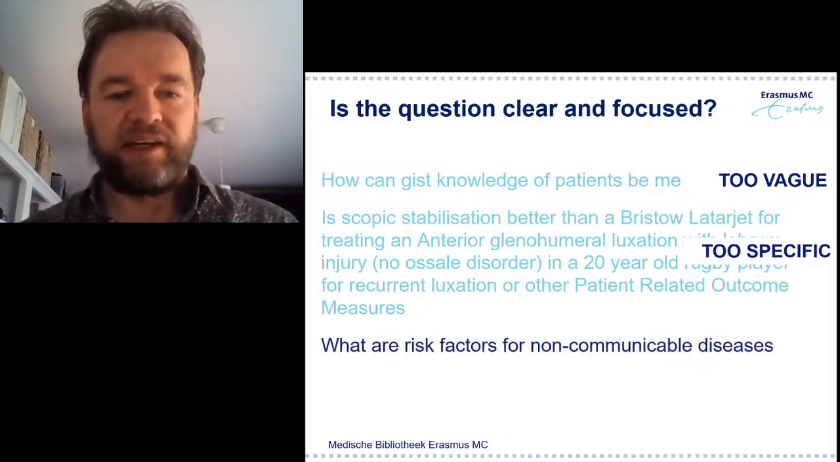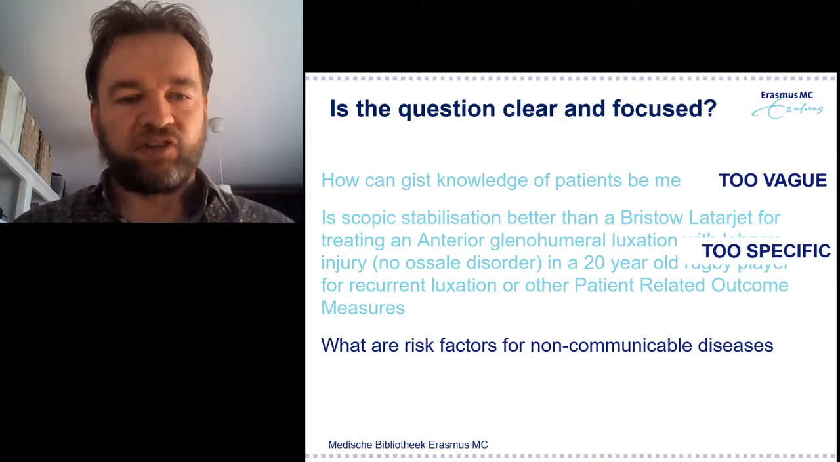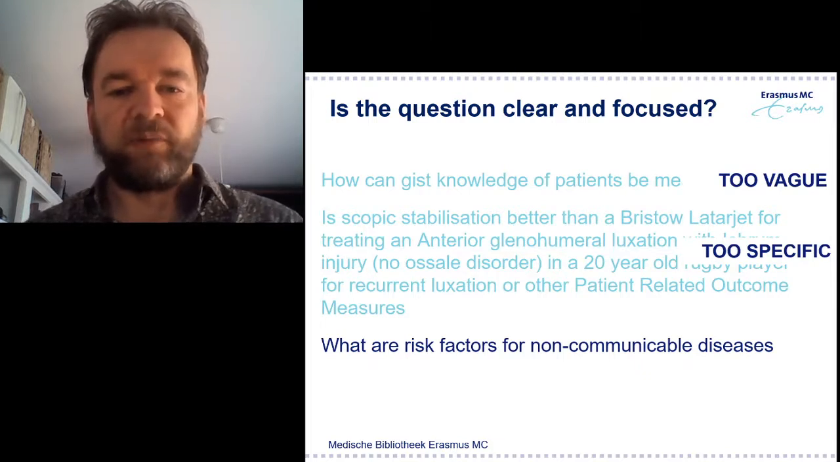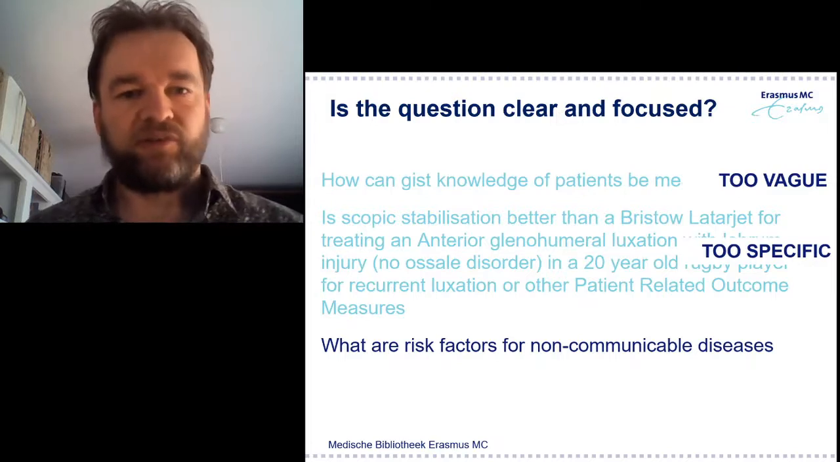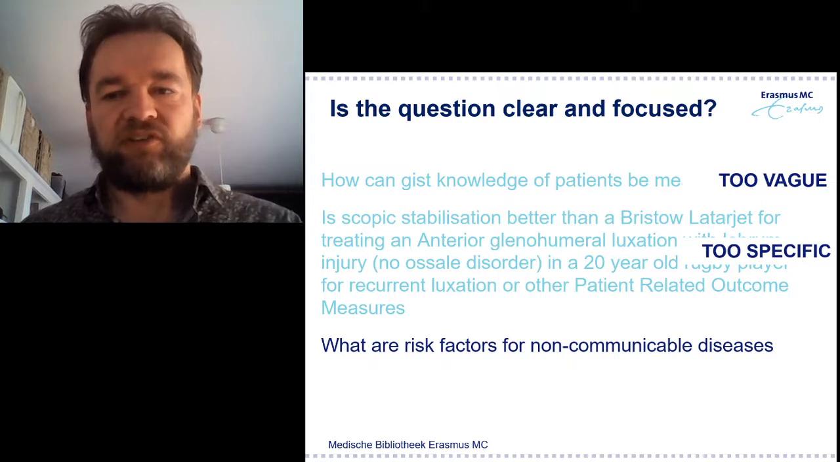The third example that I give is this research question: what are risk factors for non-communicable diseases? There are so many non-communicable diseases that it is very difficult to answer all these questions. This research question is too broad.